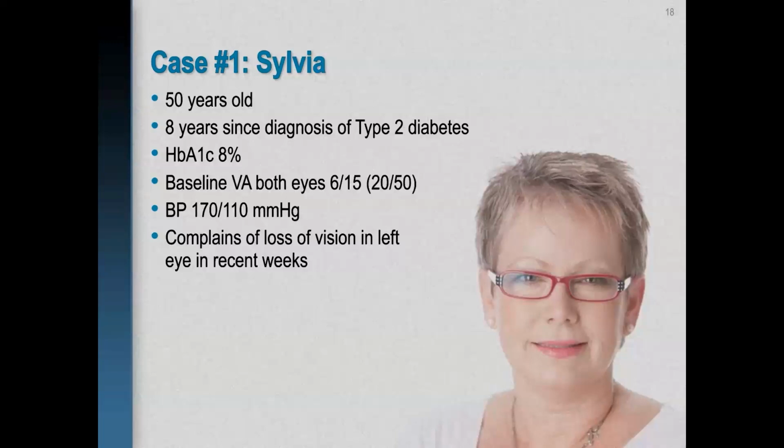So we have the case of good old Sylvia, who's like 50 years of age. She's a type 2 diabetic. And so we're going to do a little test to see if you've got it or not. Her visual acuity is not bad at 20/50. Her blood pressure, remember I said 120/80 is good. So yeah, that blood pressure isn't very good, as you can see. And she complains of vision loss in the left eye. So let's go to the next slide.